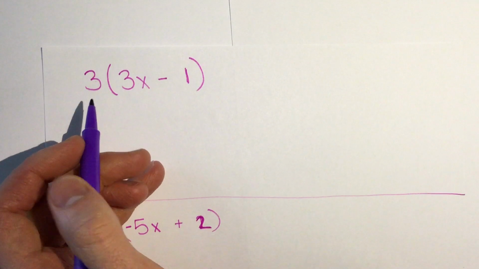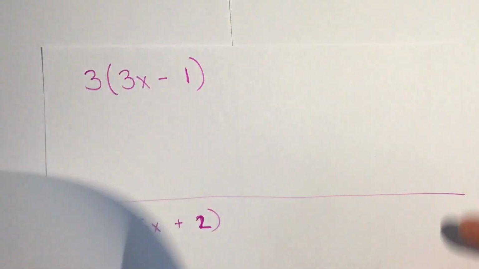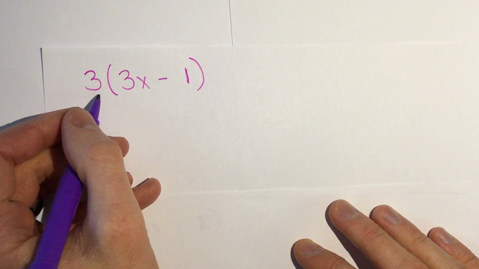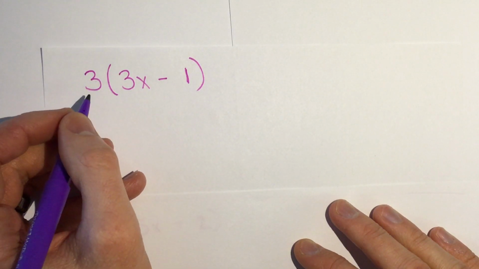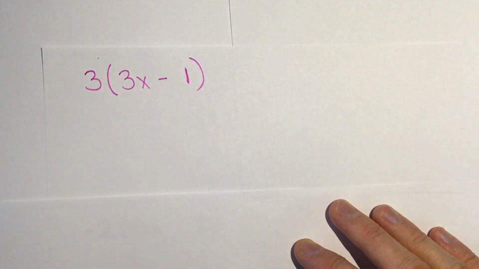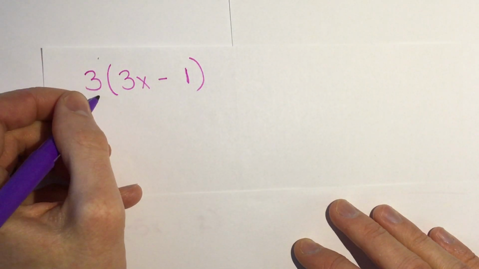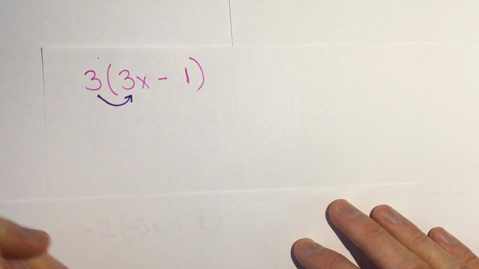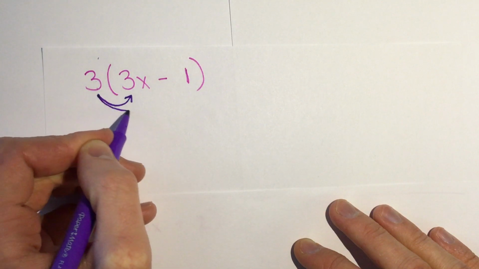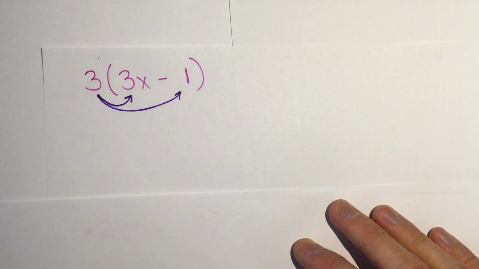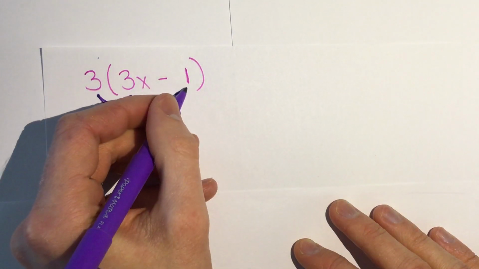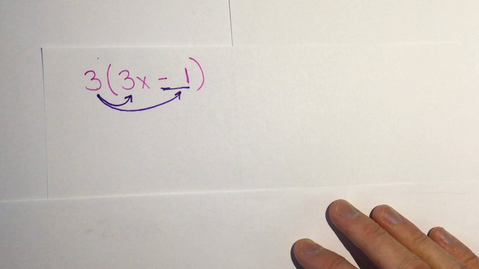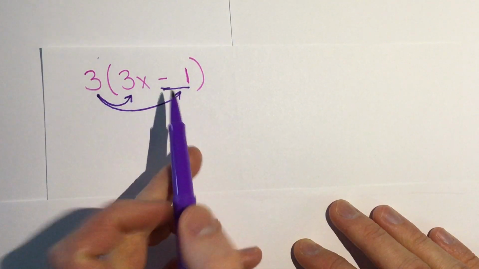We'll start with this first one, 3 times 3x minus 1. We could make the rectangle like we did in other examples, but I'm going to show how to do it without the rectangle here. We see our 3 multiplied by two things, so we take our arrow, multiply 3 by 3x, and 3 by 1. One thing to watch for, just like in combining like terms, always look for the sign on the left side. This isn't positive 1, this is negative 1.